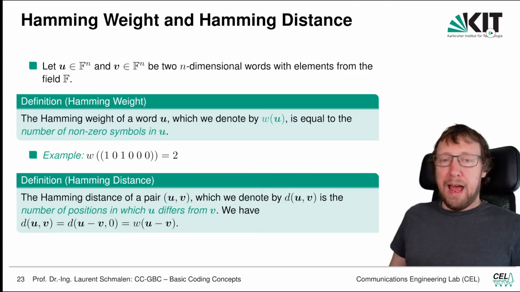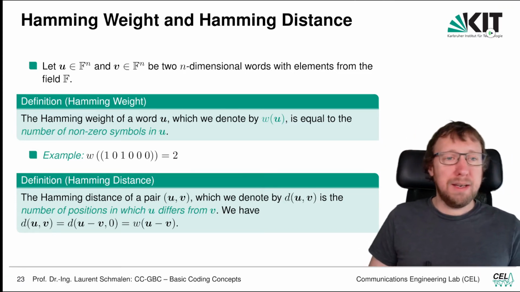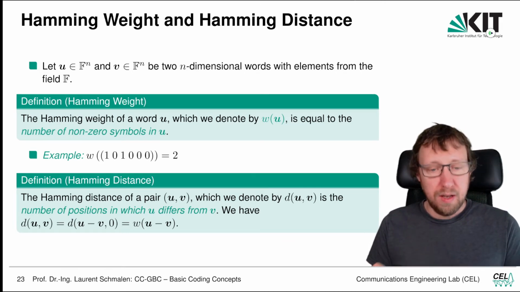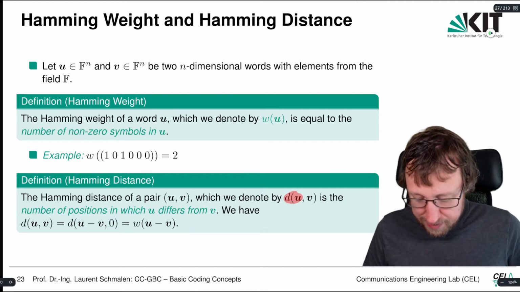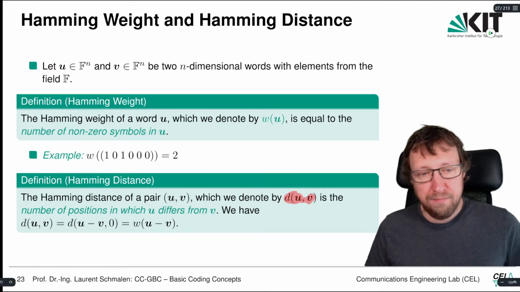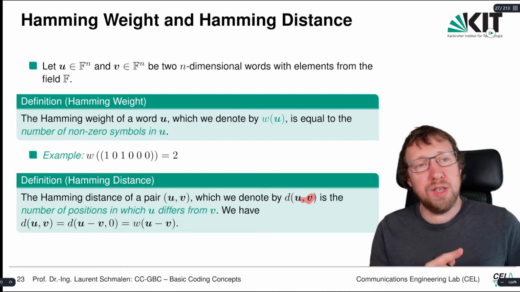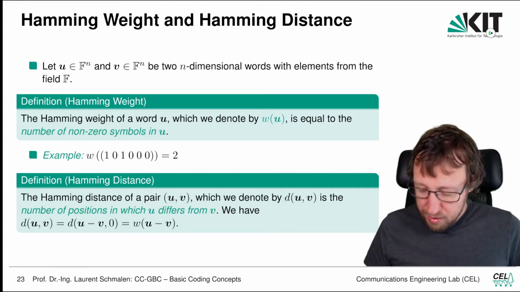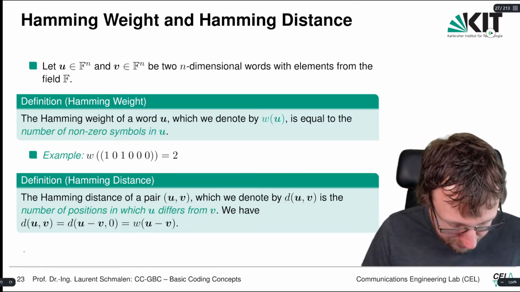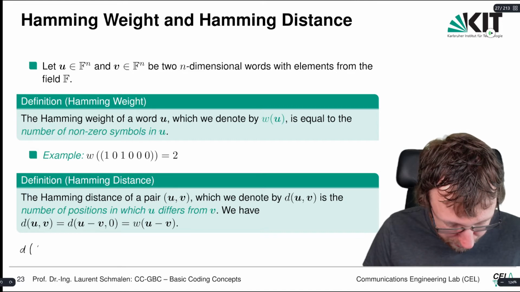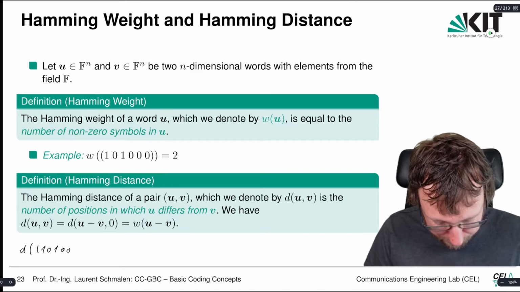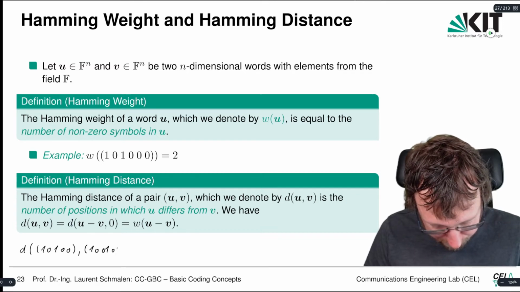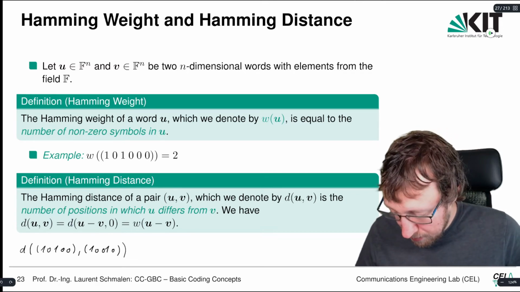Then we can also define the Hamming distance. The Hamming distance is a distance measure between two words, U and V, and it's denoted by d(U, V). Essentially, it's the number of positions where U and V are different from each other. So for instance, if we have the distance between 1, 0, 1, 0, 0 and 1, 0, 0, 1, 0, then we can take a look.